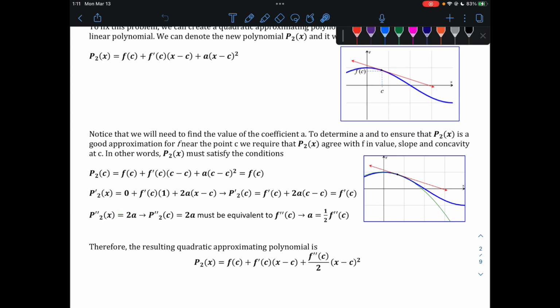So therefore, our new quadratic is y value plus slope times x minus c plus this new quadratic piece. So therefore, a would be equal to f double prime of c over 2. Bear with me. We're getting somewhere really important in the future.